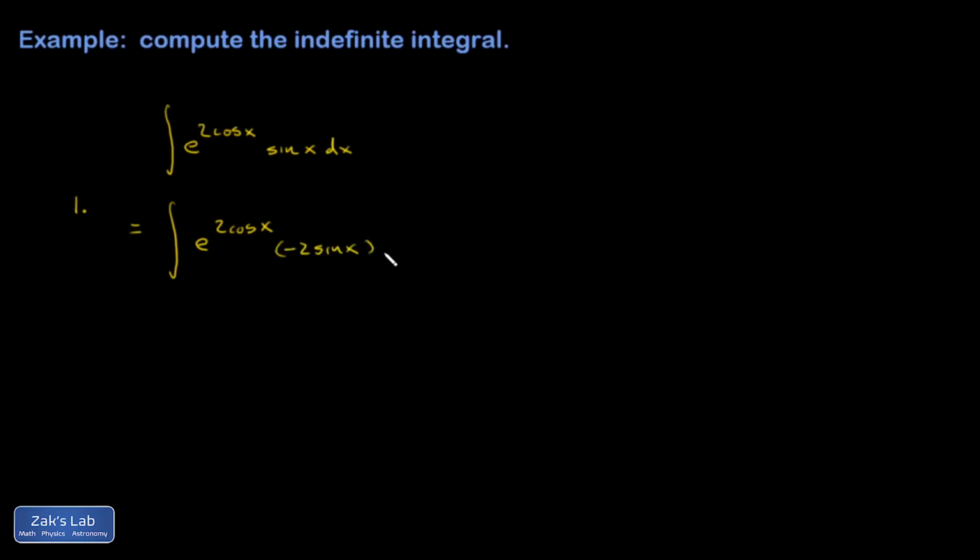So I'm just going to put a factor of negative 2 in there to get it done, and then I have to make up for it by multiplying by negative 1/2 out in front. So I have e to a thing sitting right next to the derivative of that thing, and I can recognize the chain rule backwards. And we're done. It's really fast.